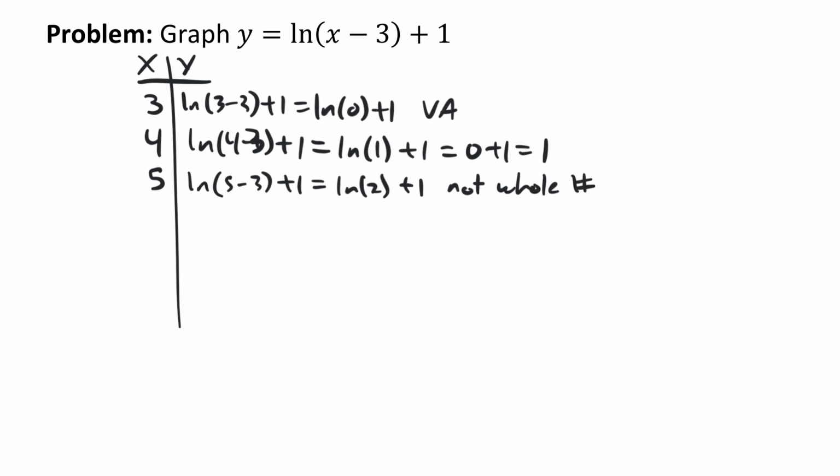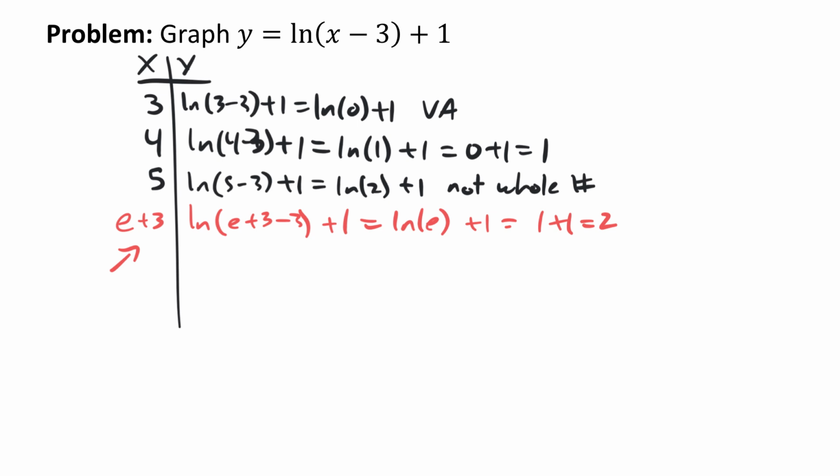Not a whole number, which, yeah, you could try 6, right? It's not going to work. In fact, the number you're going to need here is e plus 3. I know, crazy number. Let's see what happens. ln of e plus 3 minus 3 plus 1. Well, those 3's cancel and we get ln of e. ln of e is 1, and 1 plus 1 is 2. So this is not just a clever number, this is a very clever number.